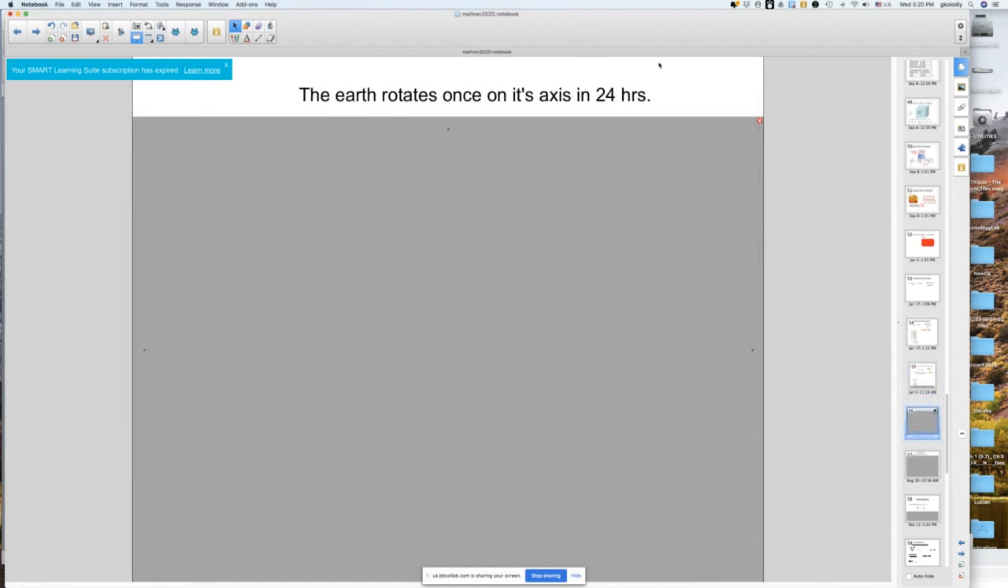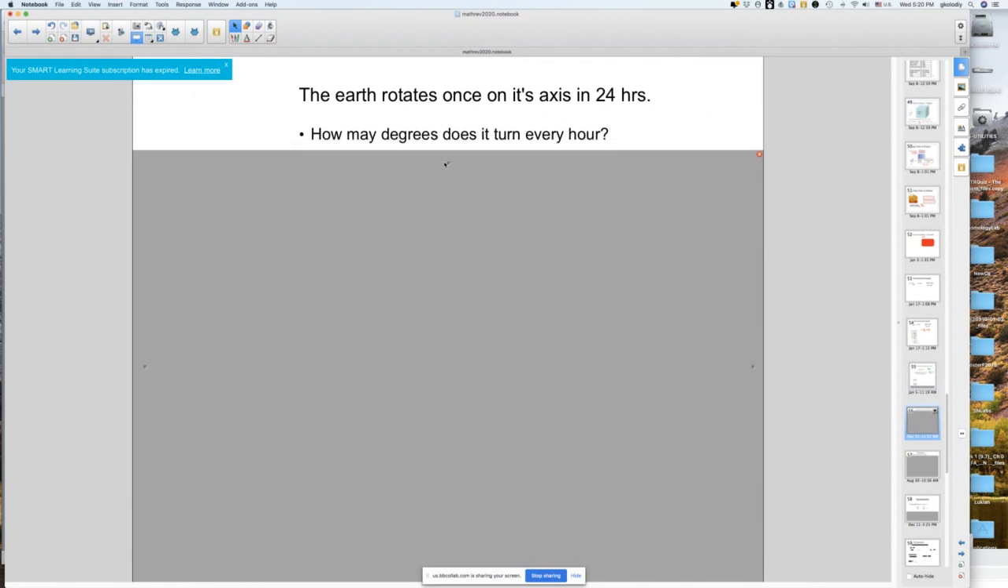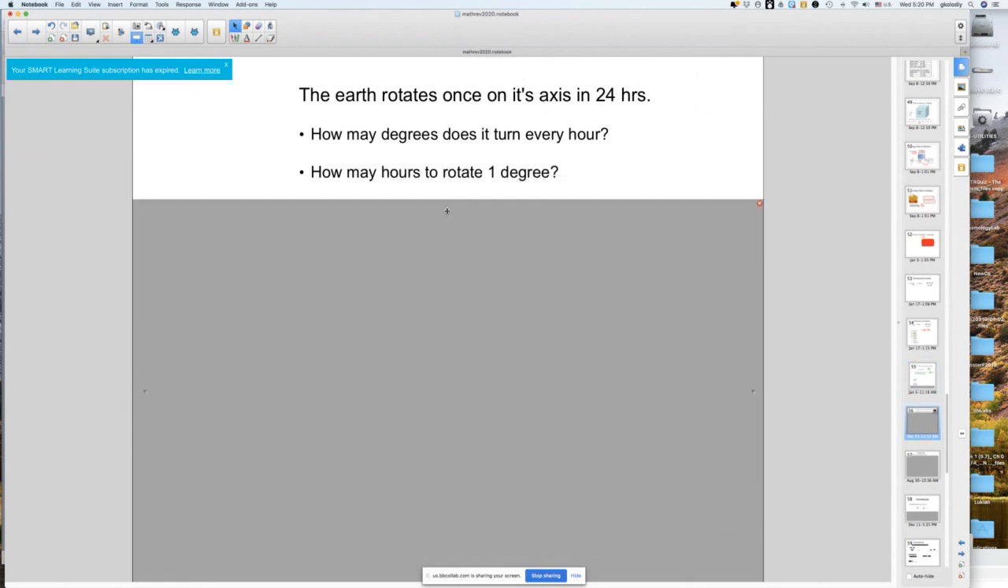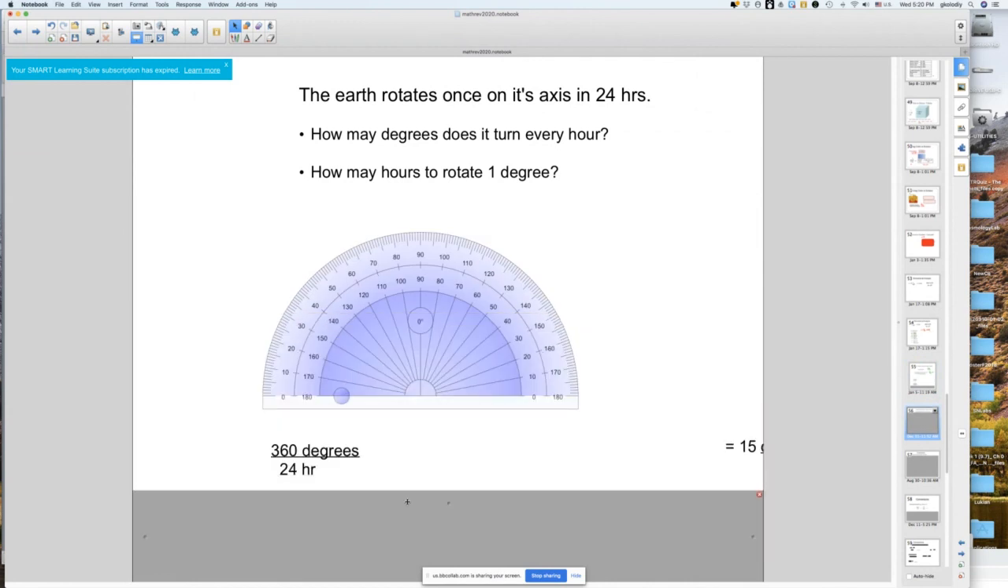So the Earth rotates on its axis once every 24 hours. So we know that 360 degrees equals 24 hours. How many degrees does it turn every hour? Well, again, 360 degrees divided by 24 hours turns out to be what? Well, this divided by that is 15 degrees per hour. So that's the answer to the first question.